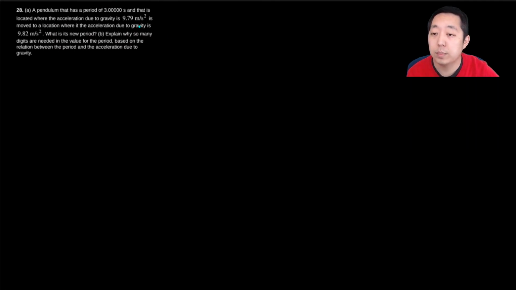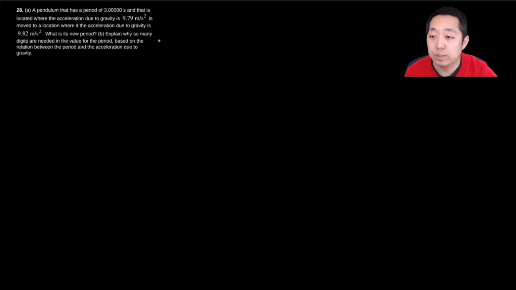A pendulum has a period of 3 seconds and is located where the acceleration due to gravity is 9.79 meters per second squared. And it's moved to a location where the acceleration due to gravity is 9.82, so a slight change, because there is slight variation in gravity due to different heights from the center of the Earth, different altitudes. What is its new period?